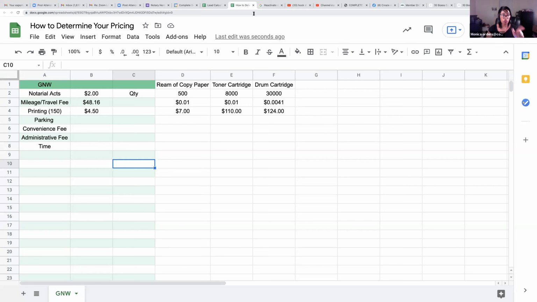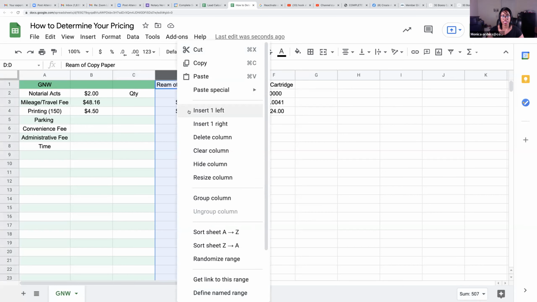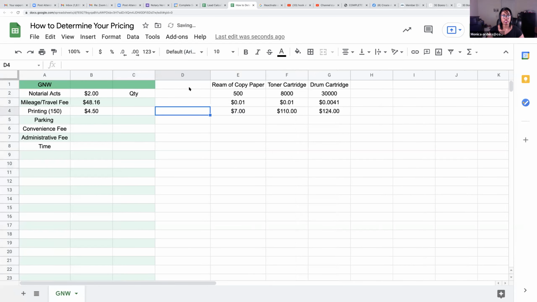Now, will we need to make some adjustments because we need to be market savvy? We need to not be overpricing ourselves? Yes, of course. But again, this is going to go back to what type of general notary work jobs you accept and what type of general notary work jobs you don't accept. But what we want to do is calculate it automatically so that you guys don't have to. So what I'm going to do is insert a column over here so that the calculations can happen.